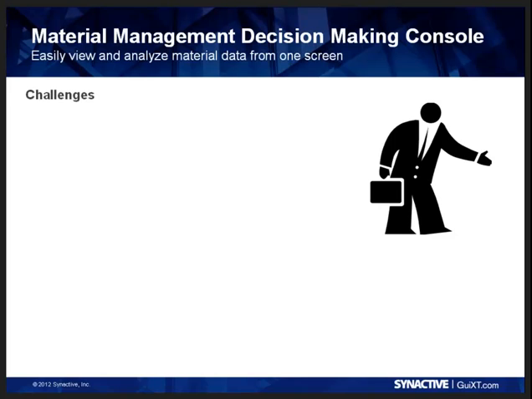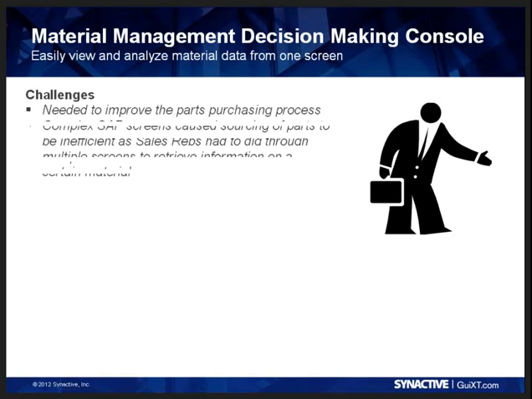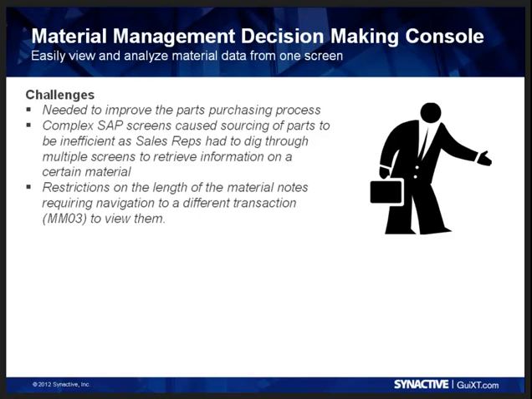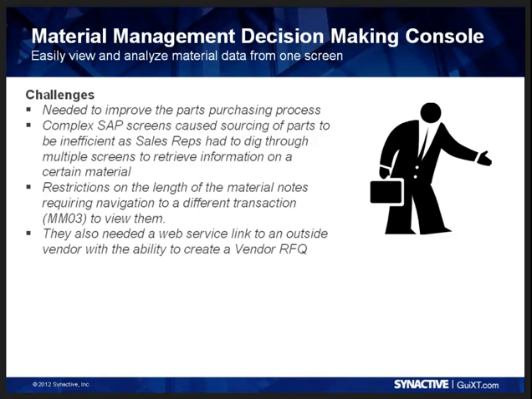So this is similar to the plant maintenance console in the fact that we filter searches and display only the relevant information to certain roles on one screen. In this example, let's say a company is a distributor of parts, and they buy and resell new and used parts. So the challenge is that they needed to improve the purchasing process. The screens were complex. It required the sales rep to navigate through multiple screens and transactions to find information relevant to a material. In addition, there were some restrictions in creating notes, so they had to go into a different transaction. And also, when they needed to order a part from, let's say, an outside vendor, they would have to navigate away from SAP.